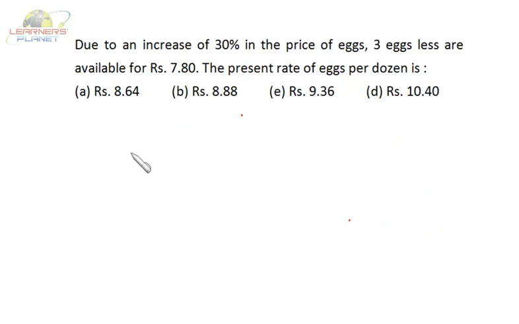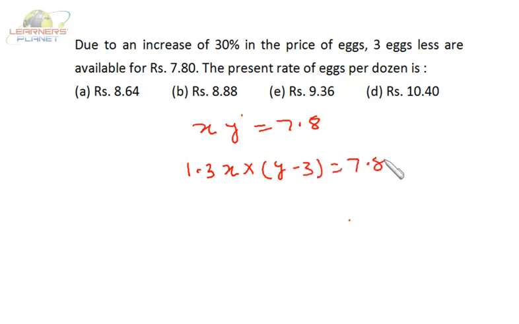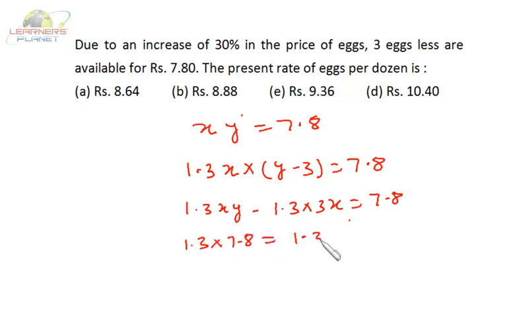I hope you are clear, and just see the alternative method also to solve this problem. Now let's assume the price of egg is x rupees and the quantity which we are buying is y. So x into y is 7.8. Since the price is increased by 30%, the new price will be 1.3 times the previous price, and the new quantity is y minus 3, still it is 7.8. So 1.3xy minus 1.3 into 3x is equal to 7.8.